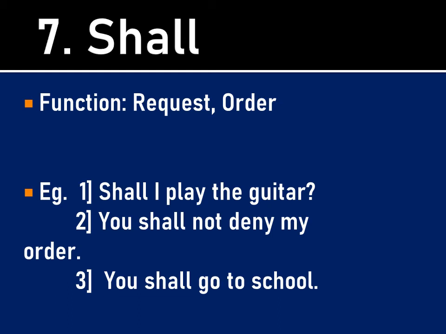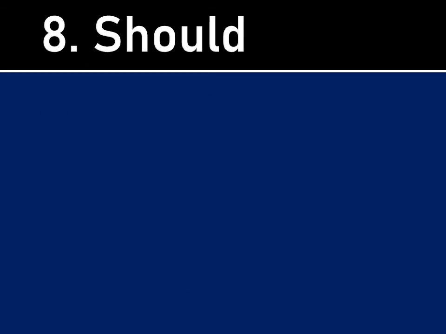Let's look at the second one. You shall not deny my order. Here it's an order. You shall not refuse. You shall not deny my order. Again the third one. You shall go to school. Again it's an order. You will go to school. So here shall is used to denote an order or a request, as in the first one. Shall I play the guitar?